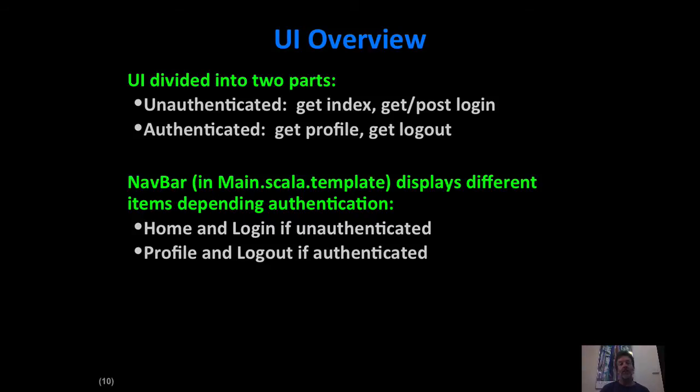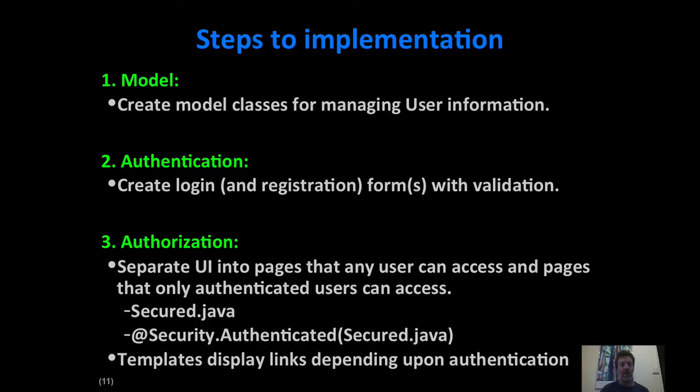Okay, so in the UI, there's basically two parts to the UI. There's the pages that anybody can see, like the home page and the login page, and then there's the stuff that only authenticated users get to see, which is the profile page and the logout link. And then you'll see in the nav bar, in the main template, how we actually implement that, the differential links and so forth. Okay, so in summary, there's three things you got to do to implement authentication and authorization.